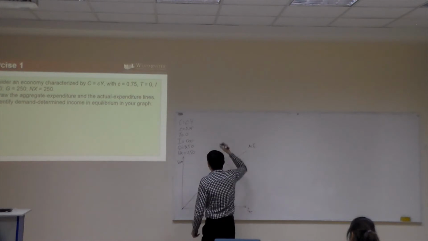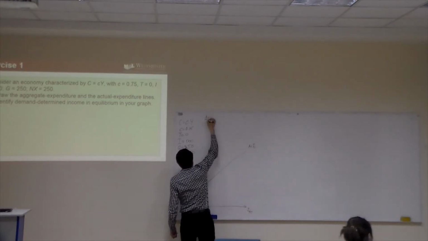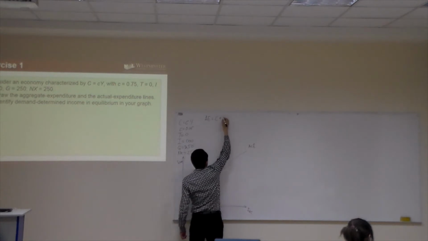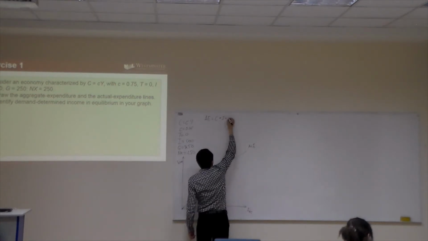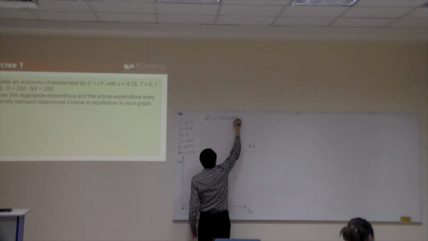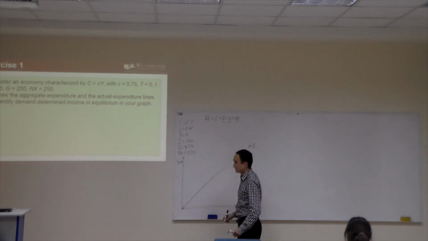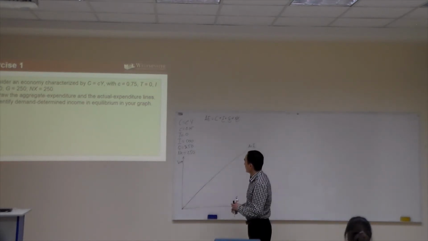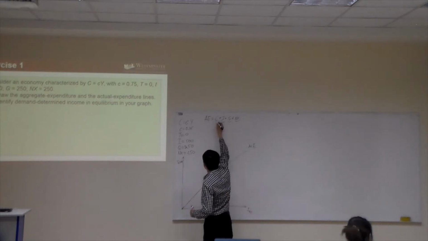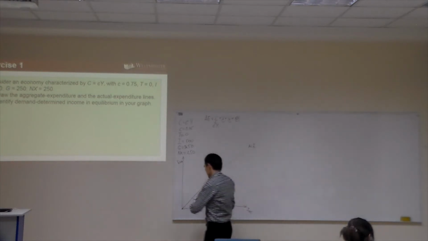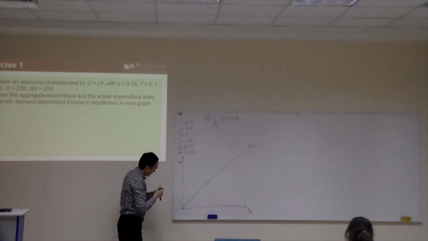Aggregate expenditure, the equation is aggregate expenditure is equal to consumption plus investment plus government expenditure plus net export. These three exogenous factors are already given, right? Where consumption is expressed as marginal propensity to consume times Y. So how do we plot it in the graph?